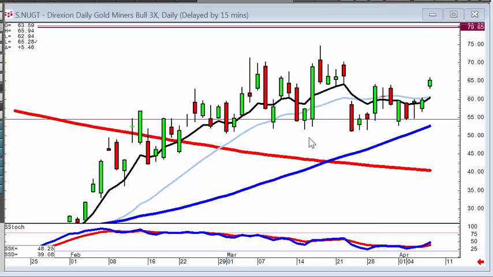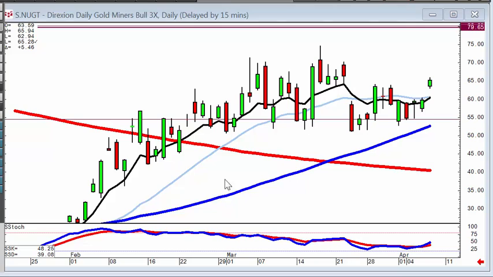So having that type of assessment, we can see what was happening in NUGT, the gold miners 3x leveraged ETF. Bullish signals. Now we have a gap up through this downtrending channel. Also a case where we have wave 1, wave 2 moving sideways. Now they've gapped out through this area, making a very strong probability that if gold keeps moving up, this could be in wave 3 going much higher.